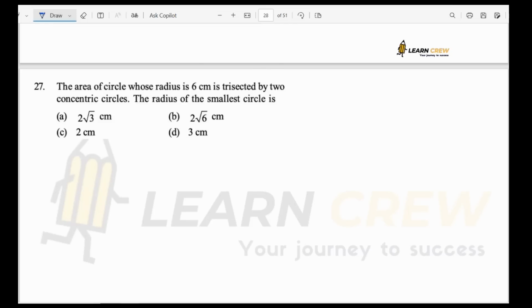The area of the circle whose radius is 6 centimeter is trisected. Bisected means becoming equal into 2 parts. Trisected means into 3 parts. Yes or no? By 2 concentric circles. Find the radius of the smallest circle. Please find the answer.